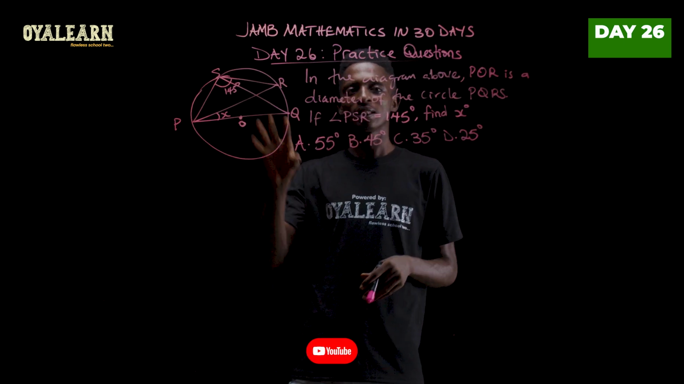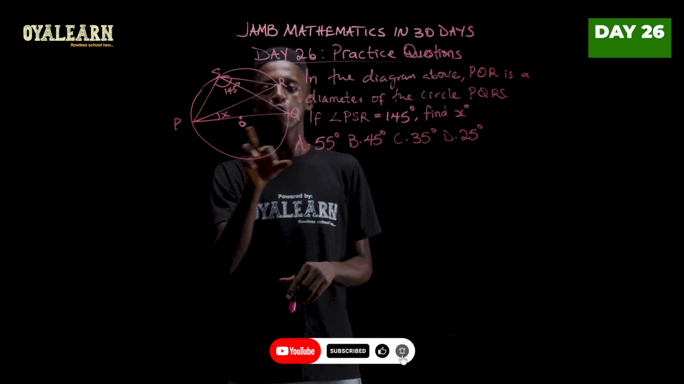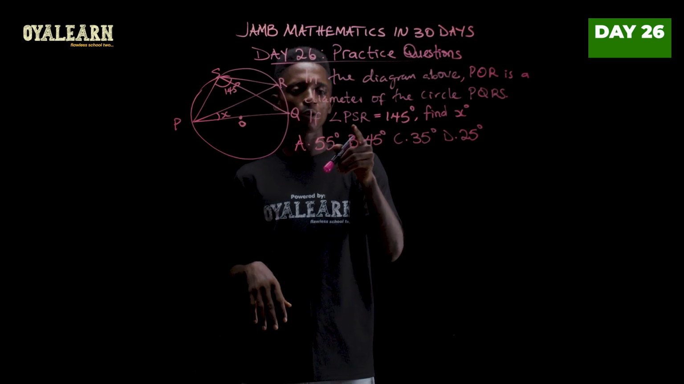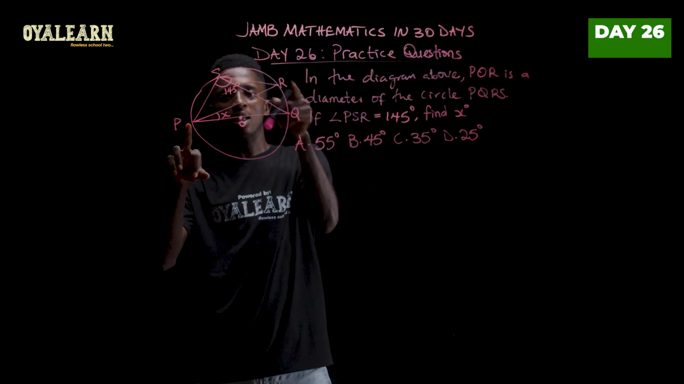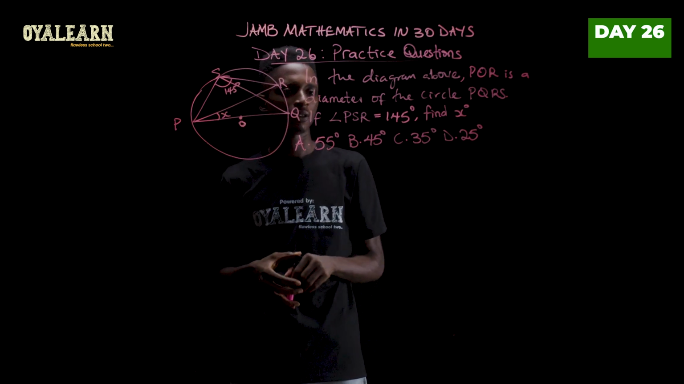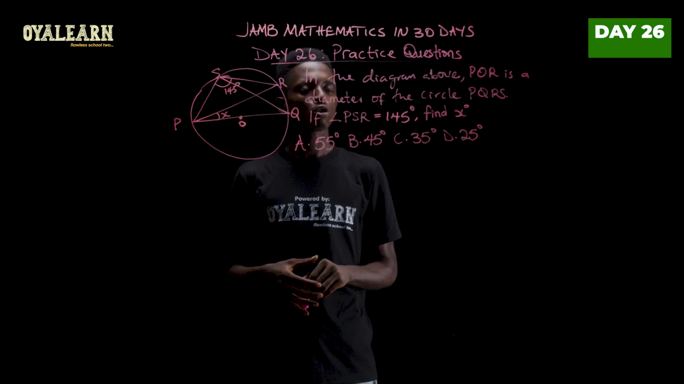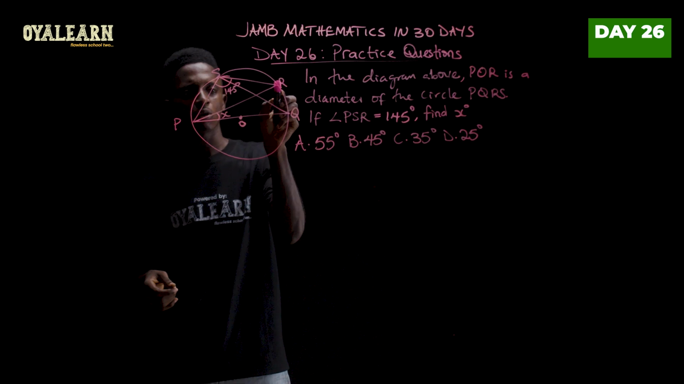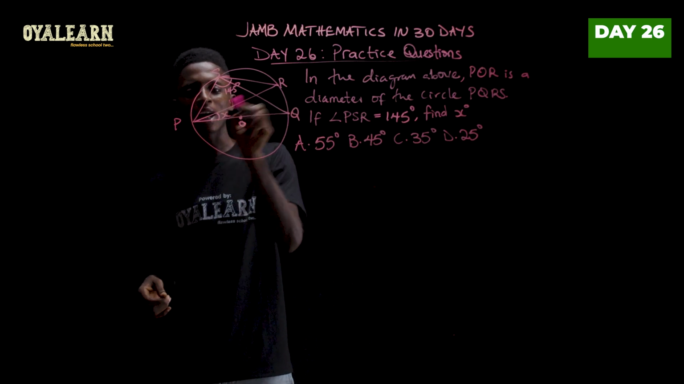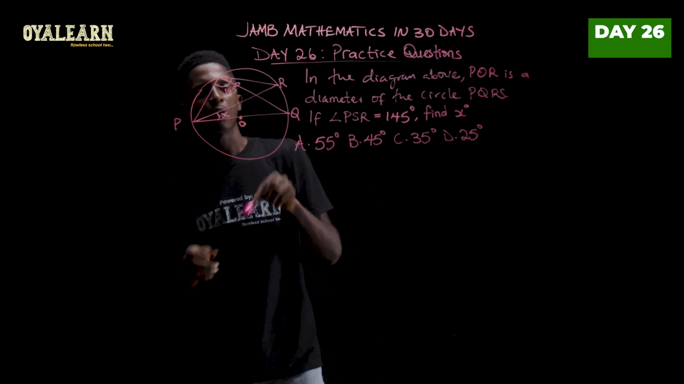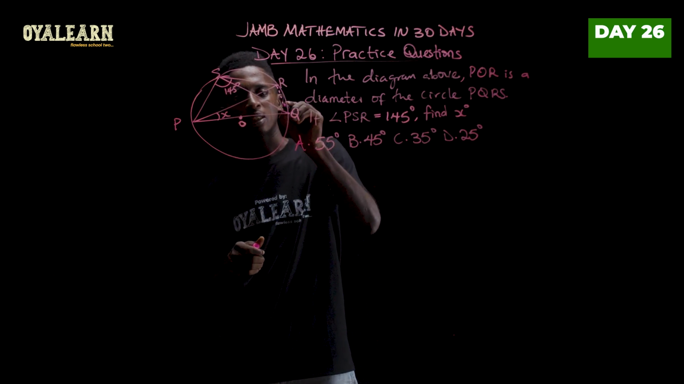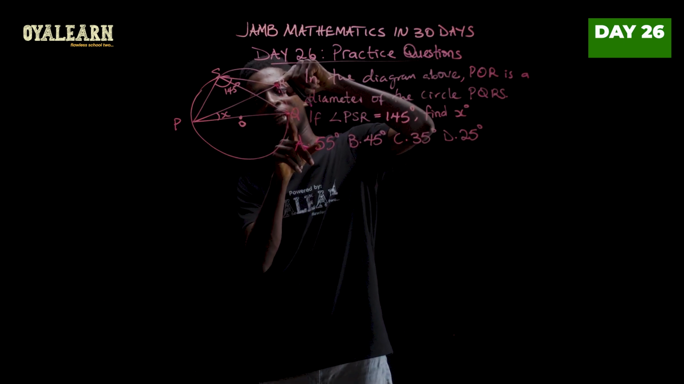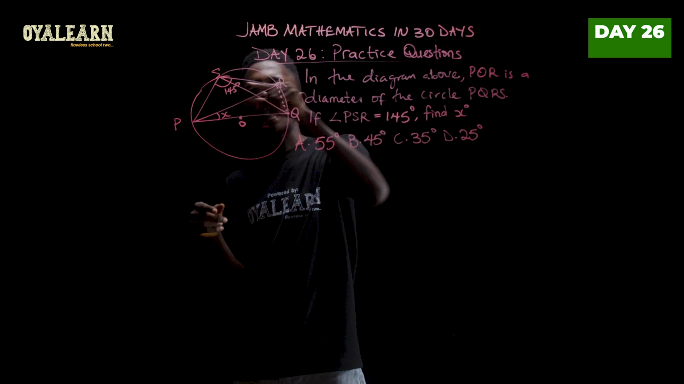In this question, we are told that in this diagram, POQ is the diameter of the circle. And if angle PSR, the whole of this angle here, is 145, find X. So to find the value of X, one thing we can see for sure here is that this angle X is made by RPQ. We also see that it's this same segment that makes this angle, so RSQ.